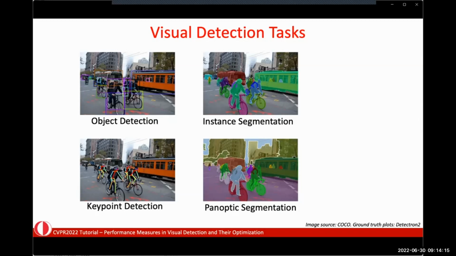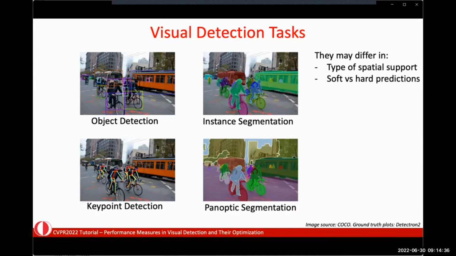And finally, panoptic segmentation combines instance segmentation and semantic segmentation. Individual object instances are segmented and given separate IDs, and in addition, background classes such as road, sky, building, trees, etc. are segmented.